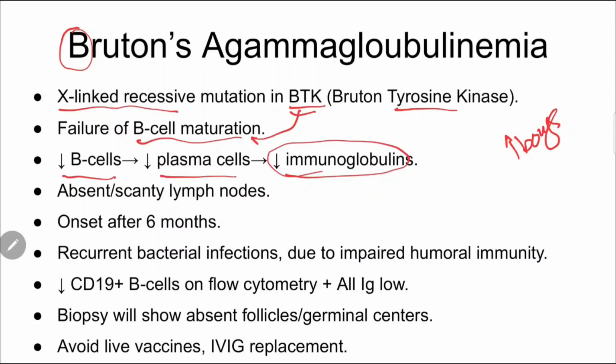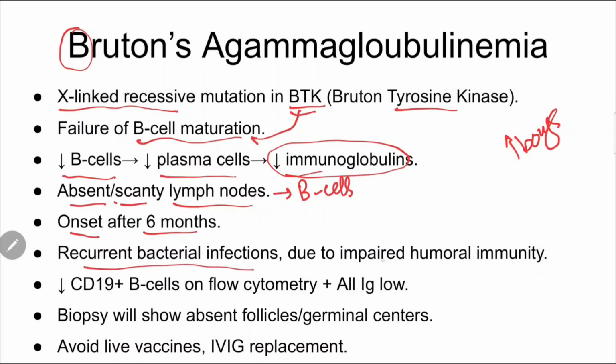Another point that you have to know is that your lymph nodes, right? Your lymph nodes predominantly consist of B cells, especially the follicles and the germinal centers, right? So it makes sense that if you don't have B cells, your lymph nodes will be absent or scanty, meaning low in amount. Onset is usually after 6 months because the mother's antibodies will protect the baby for 6 months, but after that the baby has to make their own antibodies, and when they cannot, obviously they will be more prone to bacterial infections.